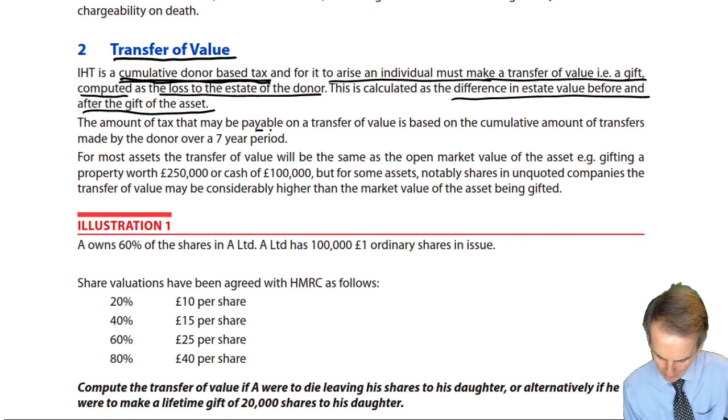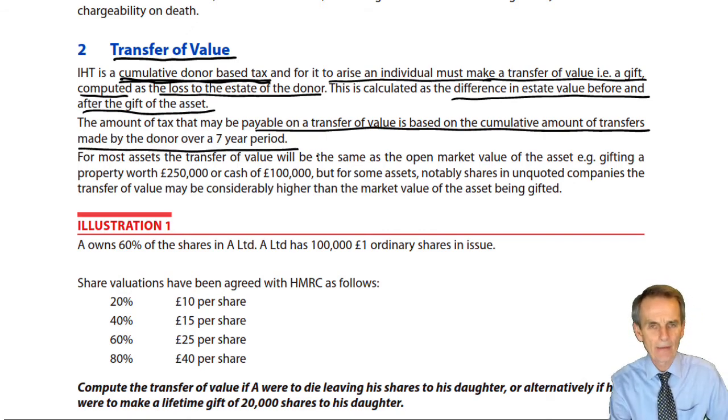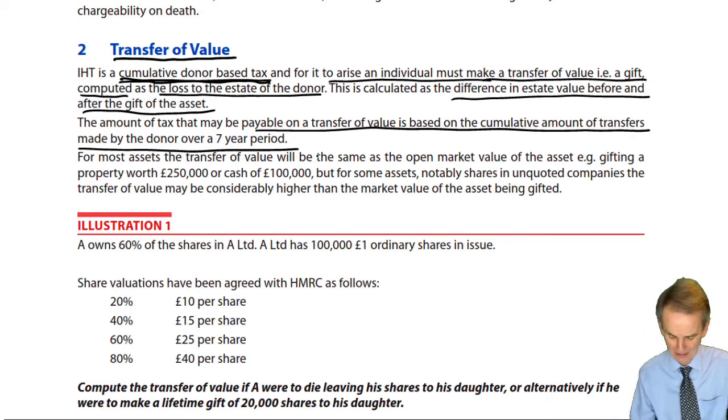The amount of tax that may be payable on a transfer of value is based on the cumulative amount of transfers made by the donor over a 7-year period. Now, you don't have to worry about that at the moment, but when lifetime transfers come into an example, then those made, usually within the 7 years of the date of death, will impact not just on their chargeability, but on the amount of tax to pay on the chargeable estate as well. But this cumulative period that we look at, we called it a cumulative donor-based tax. The cumulative period that we'll see working here will be a period of 7 years. But again, we come back to that later.